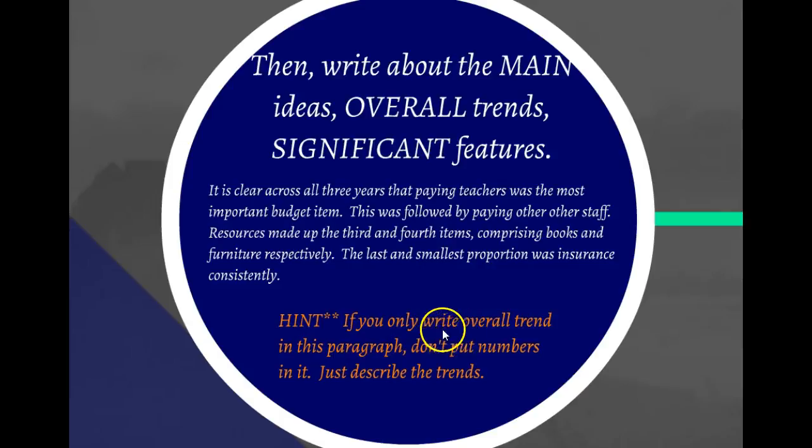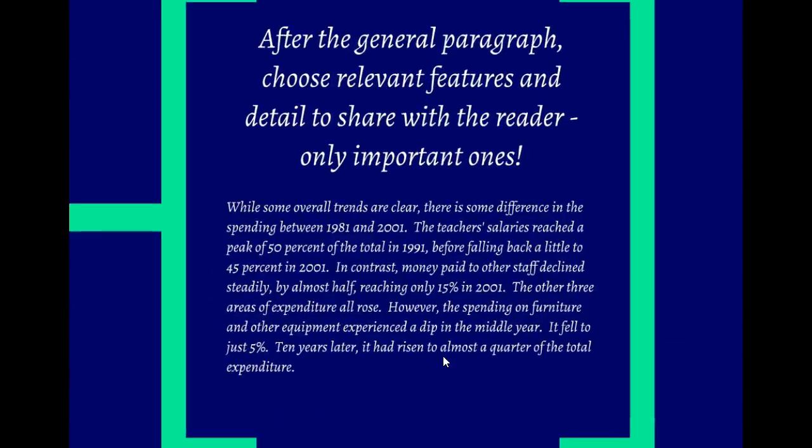Paying teachers, other staff, comprising books and furniture respectively. If you only write overall trend in this paragraph, do not put numbers, just a description of the overall trend. In the next paragraph, which is the final one, you can choose relevant features and detail to share with the reader. But remember, you can't write about everything, just what you think is the most important.